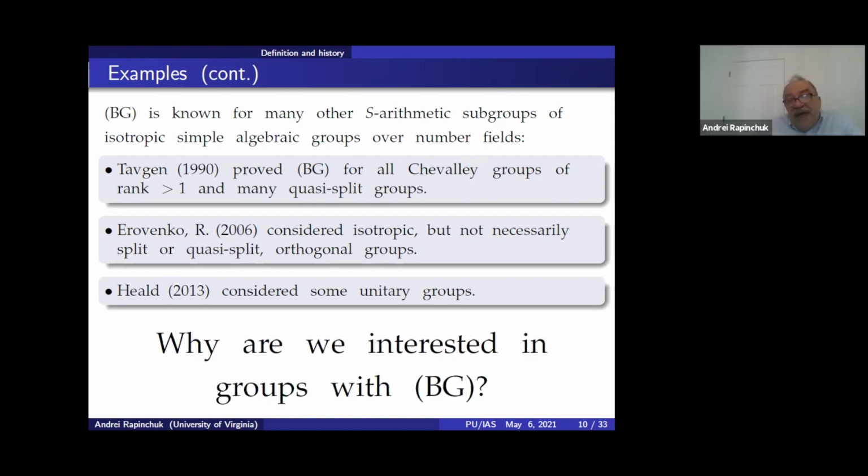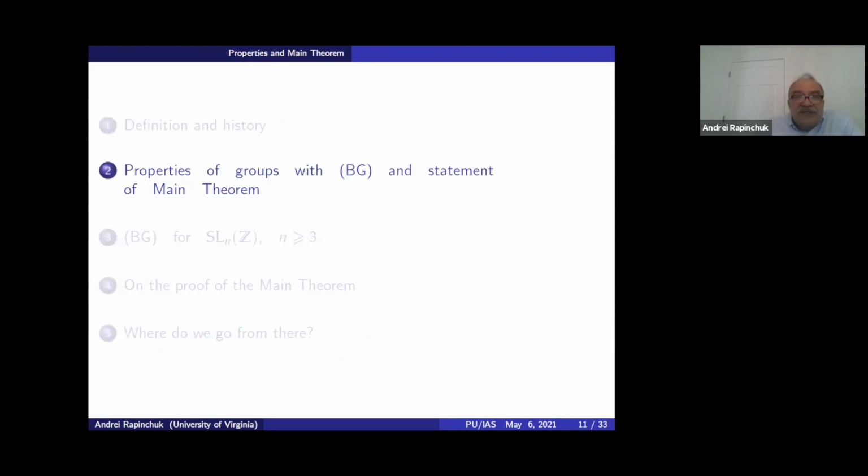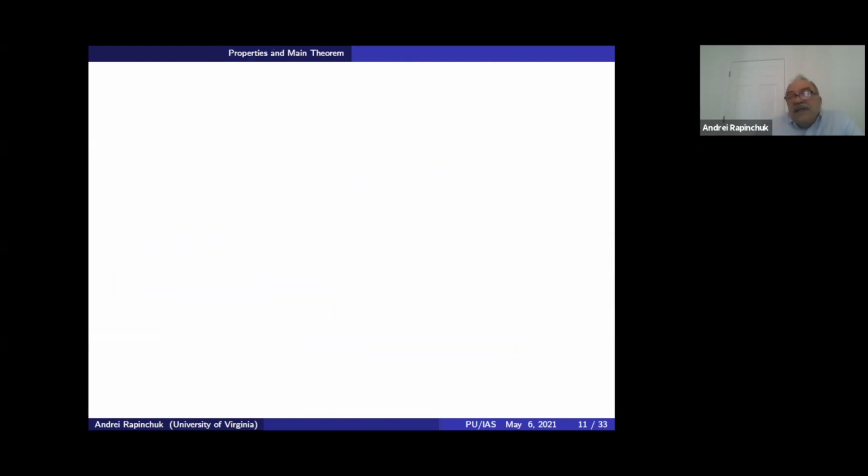So why are we interested in groups with bounded generation after all? It turns out that this very simple-minded condition of bounded generation has rather strong properties for the group itself and also its representations. Let me mention some of these consequences. One has to do with so-called SS rigidity.